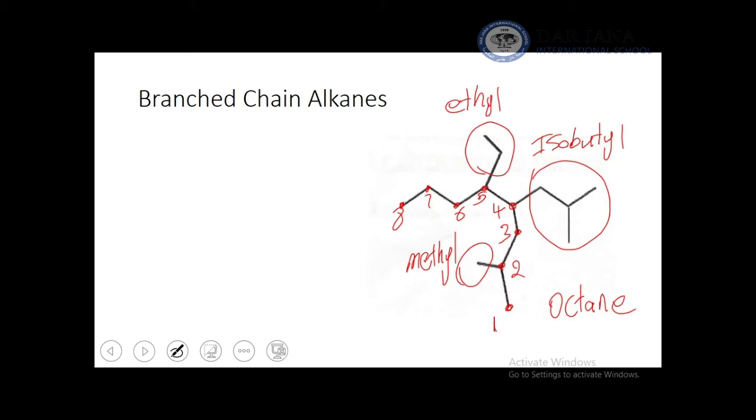So the final name will be 5-ethyl, 4-isobutyl, 2-methyl, octane. We place the name of the parent chain at the end of the name.